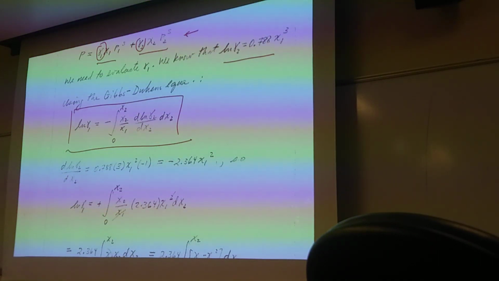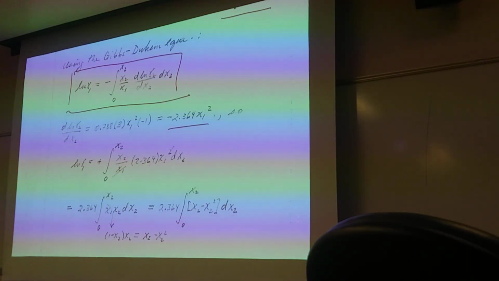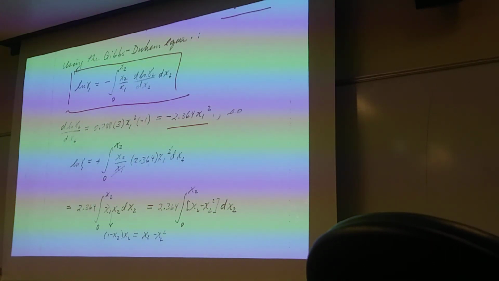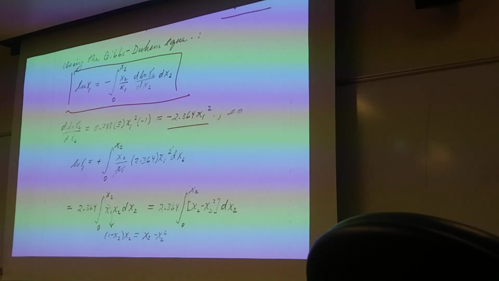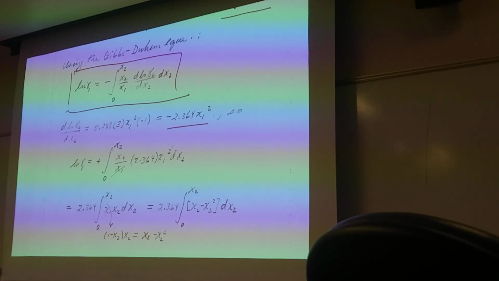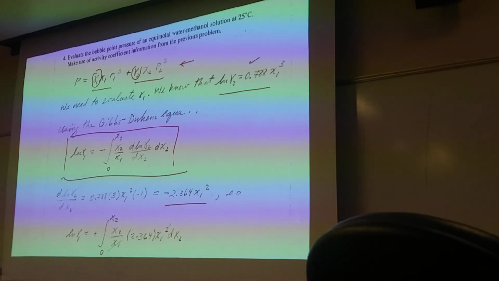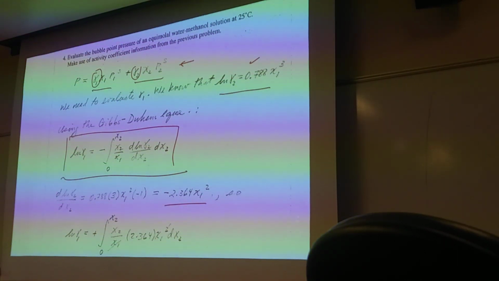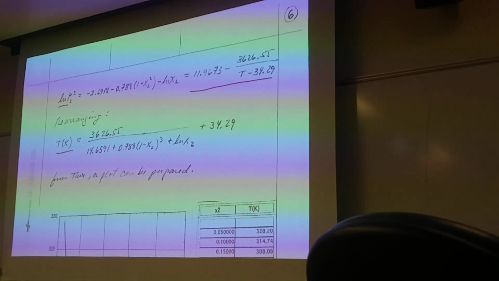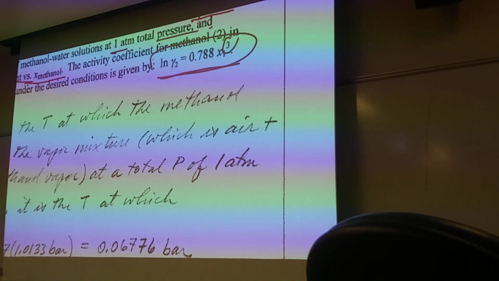So I need to evaluate d log gamma 2 dx2, so I look up here and do that. And that turns out to be minus 2.364 times x1 squared. Yeah, the equation that you have for gamma 2 is just 0.788 x1. Did I make a mistake somewhere? You have log of gamma 2 is equal to 0.788 x1 cubed. No, I think this is what I've got. You want me to go back and look? Yeah, you just check it out. I sure did. There it is.